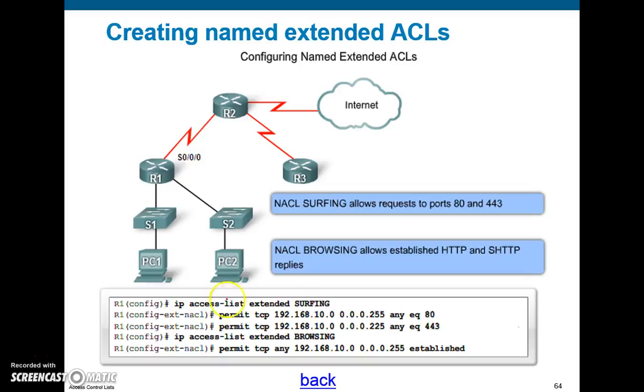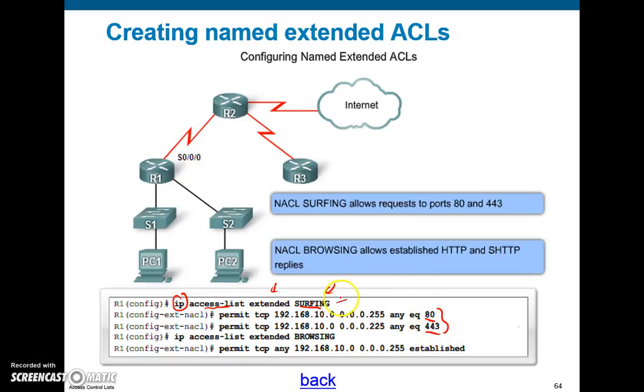Looking at here, remember for name access control list, we must start with the keyword ip, and then access-list. Now we are going to create an extended access control list, and the name of this extended access control list is surfing. This example is similar to the first numbered extended access control list that we covered. That means we are going to permit web surfing for a particular subnet. So here, web surfing is port 80, port 443.